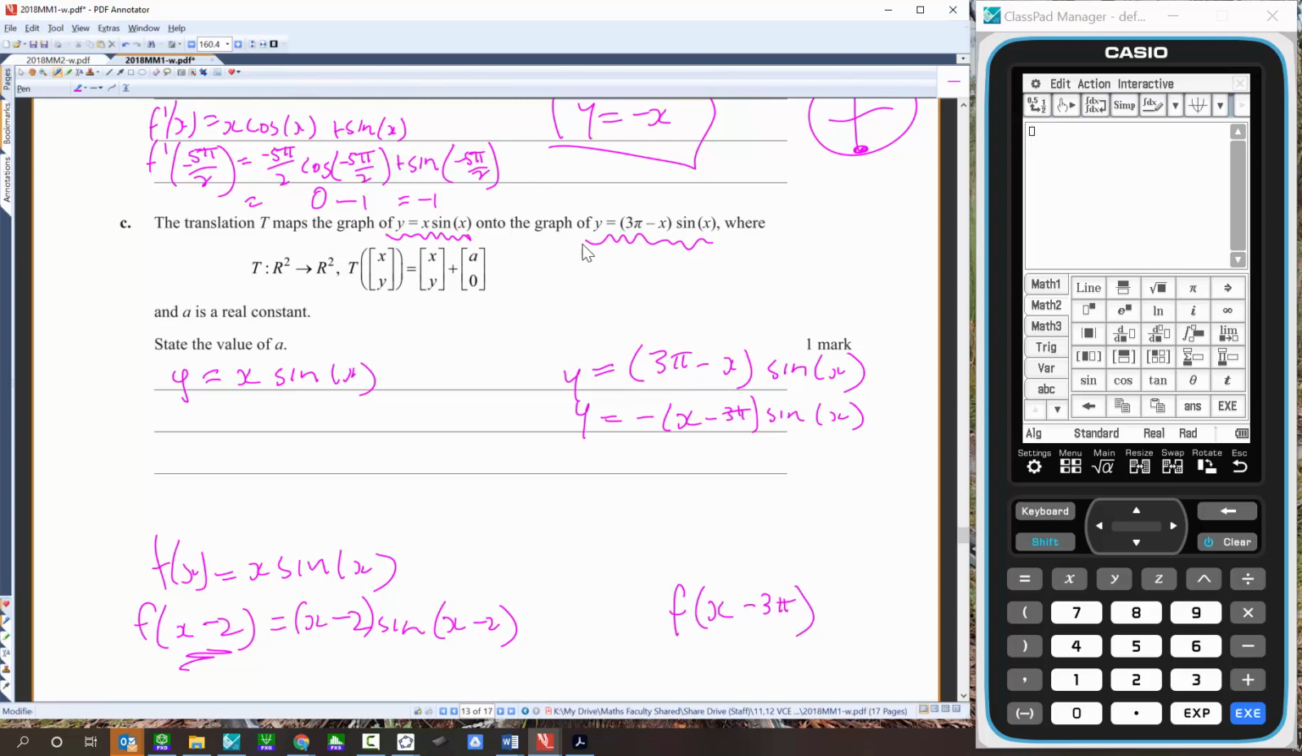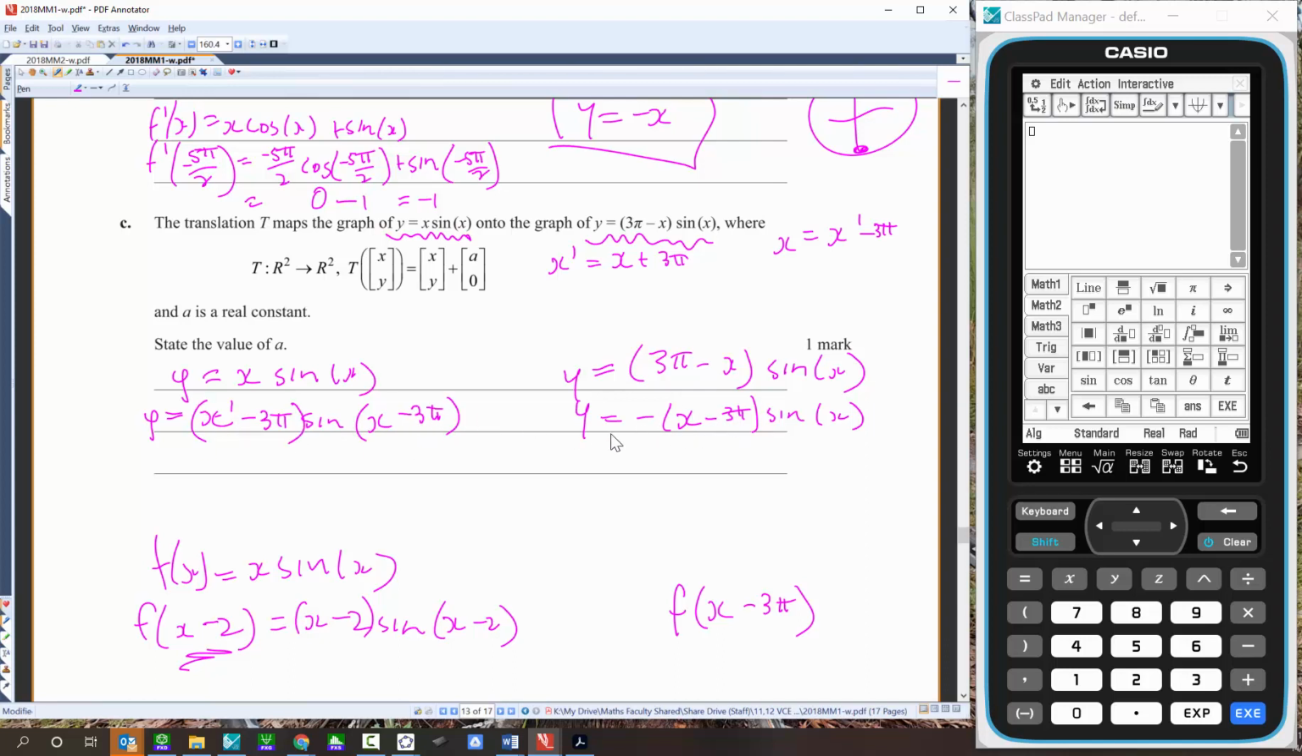But if you want to do it via the mapping, what we can do is note that with matrices anyway, x dash is going to be x plus 3 pi. That's what I'm suggesting, 3 pi to the right, which means that x equals x dash take 3 pi, which is what I would put in there. So let's try that transformation and see what happens. y equals x dash take 3 pi sine of x take 3 pi.